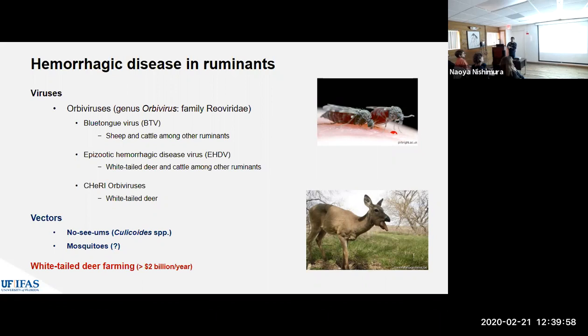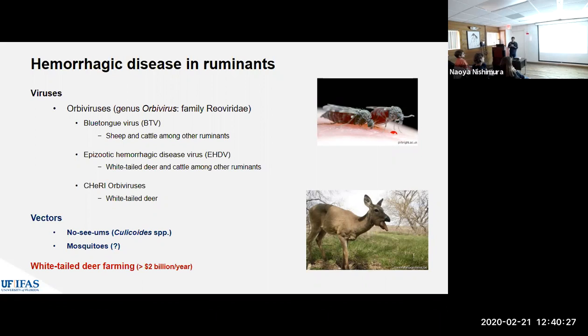Bluetongue virus affects mainly sheep and cattle along with other ruminants, and EHD virus affects mainly white-tailed deer and cattle along with some other ruminants. However, the recent findings of the Cherry orbiviruses in white-tailed deer suggest that white-tailed deer are not just exposed to these two previously thought endemic viruses, but a whole variety of new orbiviruses.